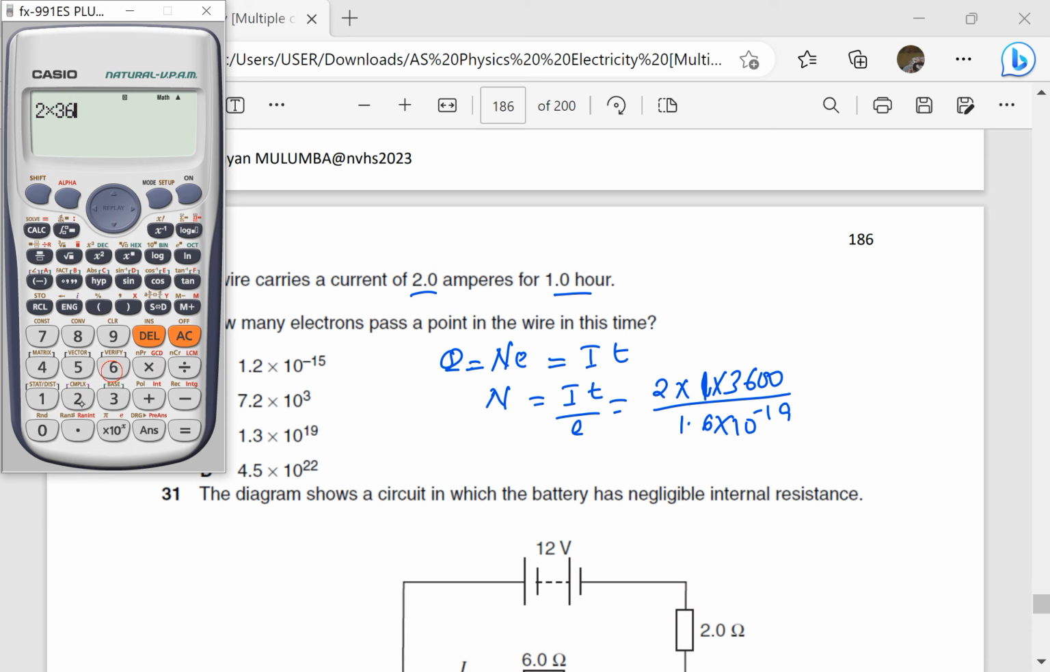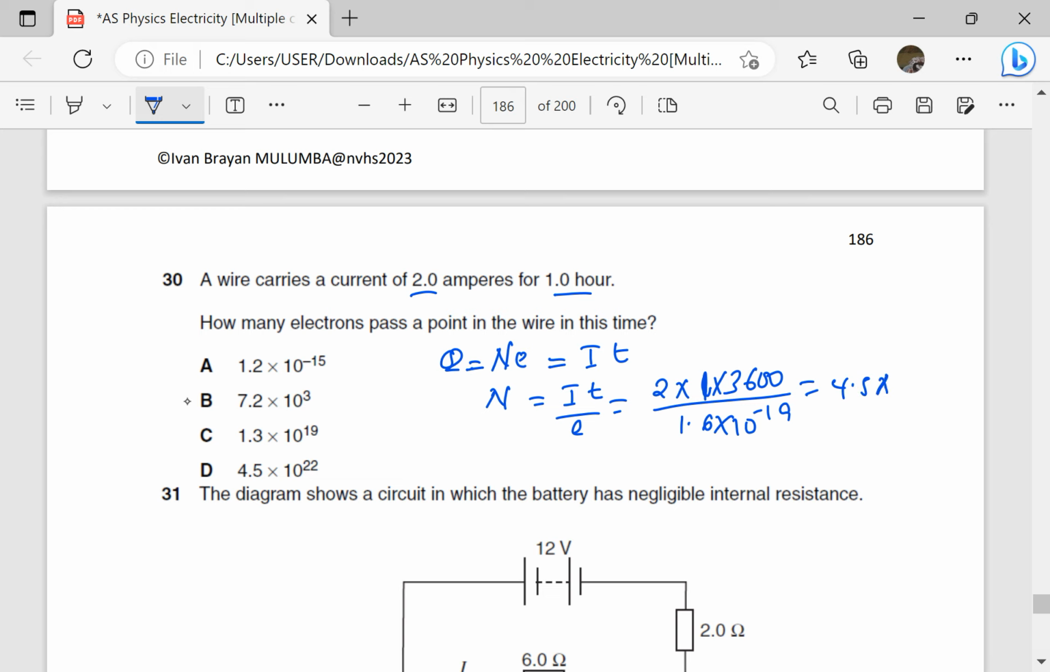So we have 2 times 3,600 divided by 1.6 times 10 to the power negative 19. So that is 4.5 times 10 to the power 22, making the answer to be D.